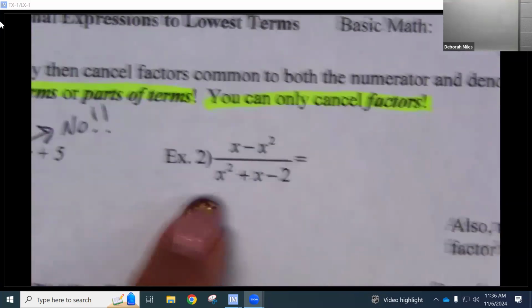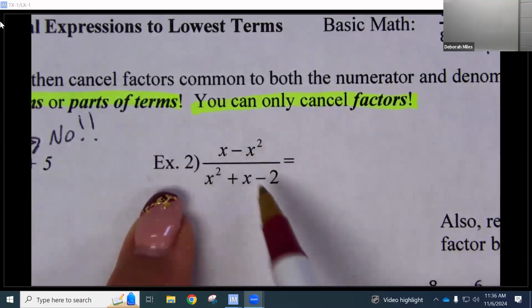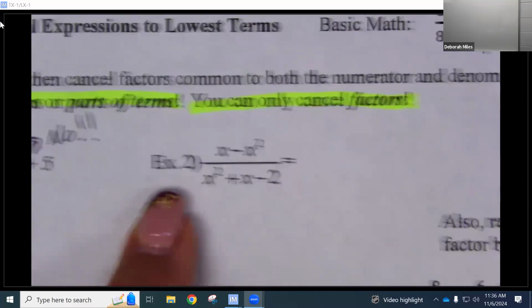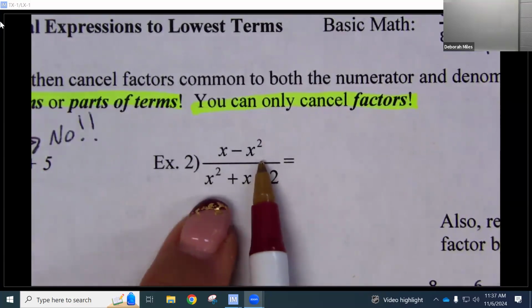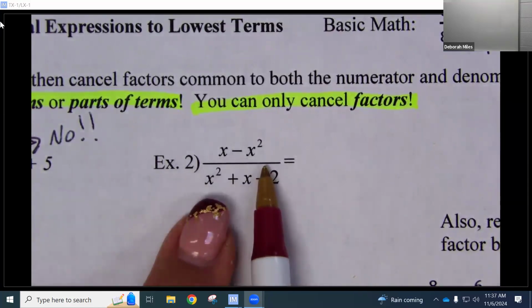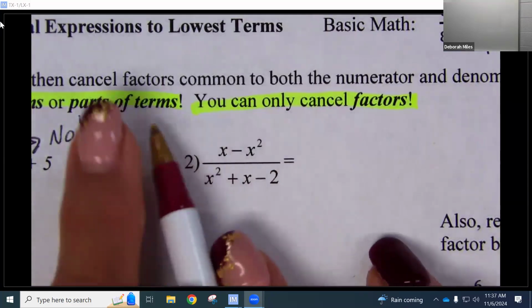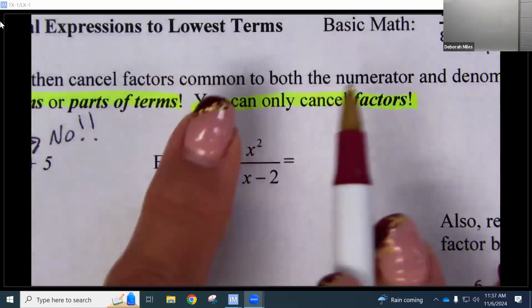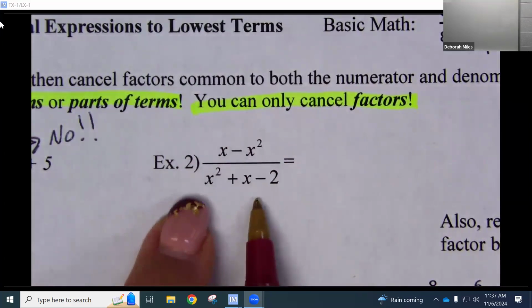On number 2, it makes me wonder if I can cancel those 2x squares and cancel those 2x's. Would that be legal? Are those x squares terms or are they factors? They're terms. They have stuff added to them. So would it be legal to cancel them? No, you can't cancel terms or parts of terms. You can only cancel factors. So what's the first thing we do to simplify any fraction?